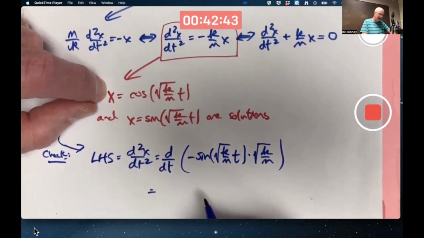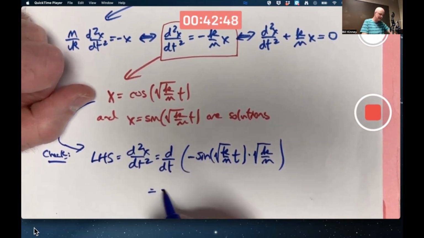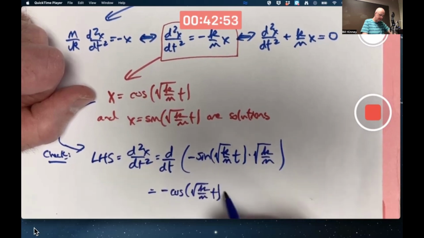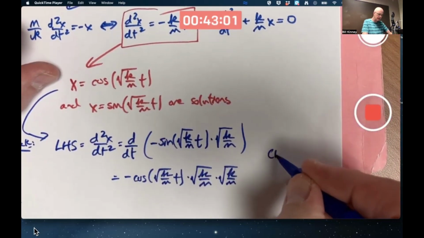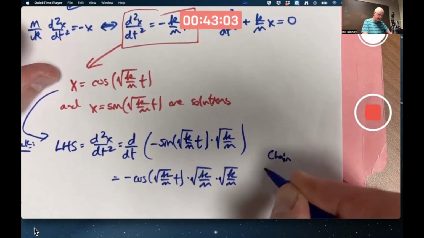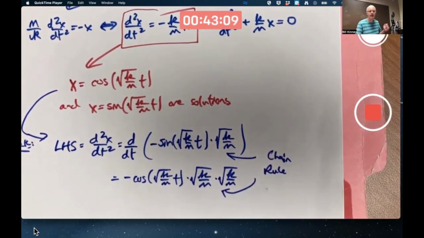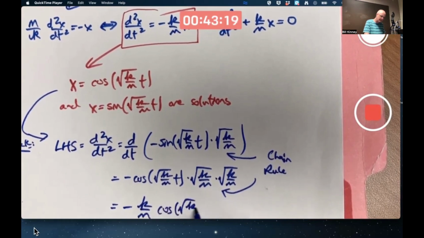Then when you differentiate that, the derivative of sine is cosine. The derivative of negative sine is negative cosine. This square root of k over m stays there, but we also get another factor of square root of k over m from applying the chain rule twice. We use the chain rule in both circumstances here to get that and to get this. Simplify a little bit. Square root of k over m times itself is k over m. So we get negative k over m times cosine of square root of k over m t.